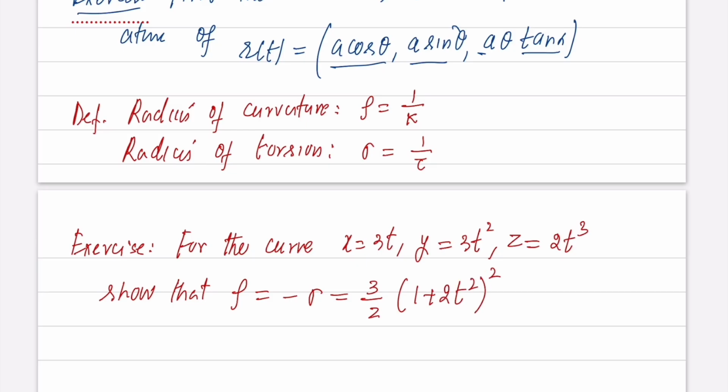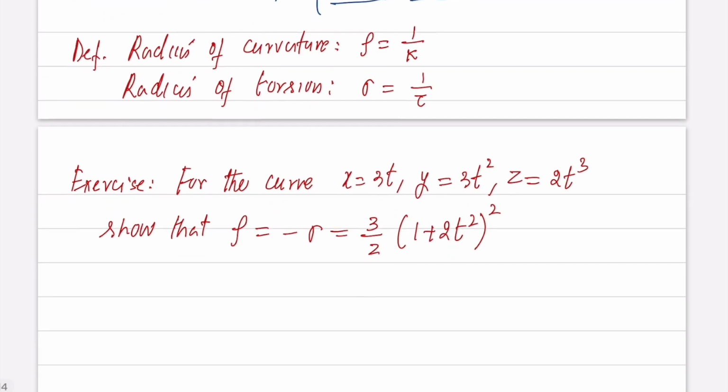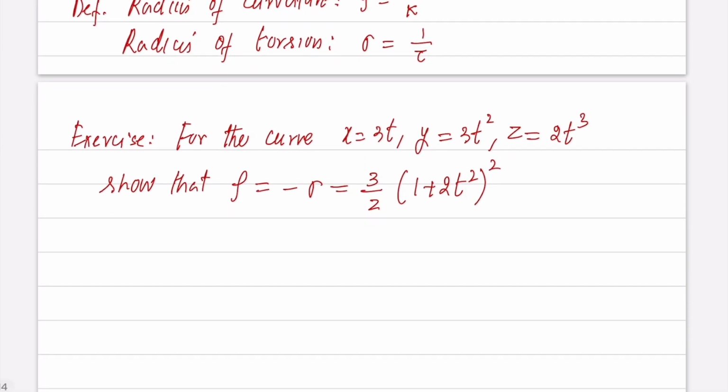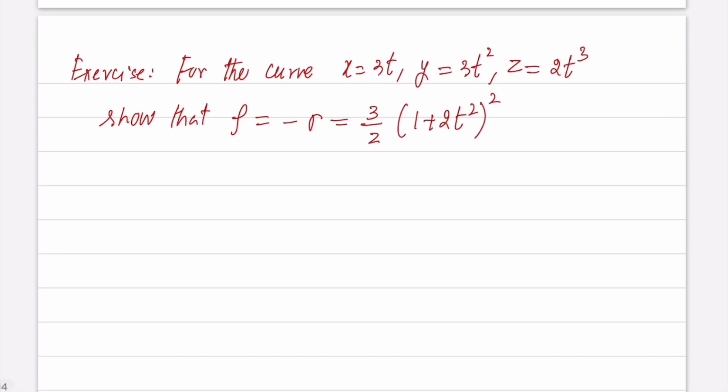Now we can clearly see that the curvature for this curve will be the reciprocal of this radius of curvature, and torsion will be the reciprocal of this radius of torsion. So here curvature is positive and the torsion is negative. Sometimes we can have curves where they have the same curvature and the same torsion, and in this case the curvature and the torsion are equal but opposite in sign.